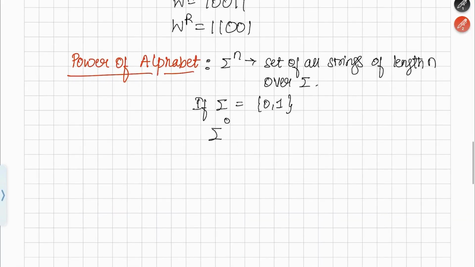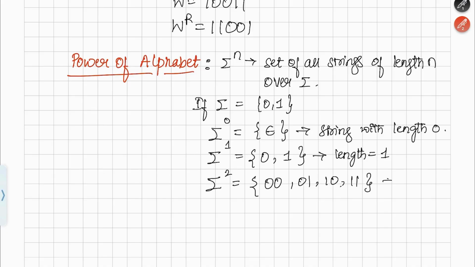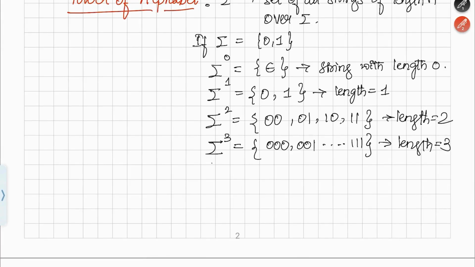Then sigma to the power 0 could be epsilon, because this is an empty string, or a string with length 0. Sigma to the power 1 is 0 or 1, so the length of the string is 1. Sigma to the power 2 is a combination of two symbols: 00, 01, 10, 11, so the length is 2 for each. Sigma to the power 3 is 000, 001, and so on till 111, so the length is 3. Continuing till sigma to the power n, it is the set of all strings of length n over sigma.